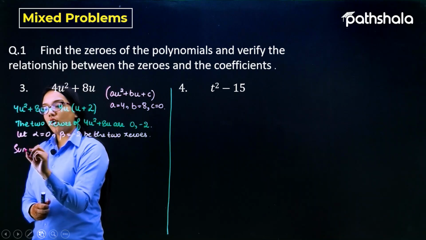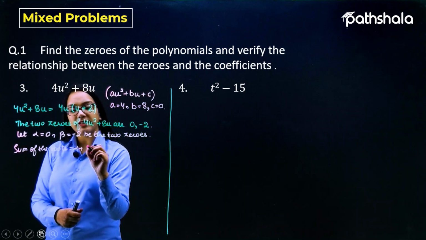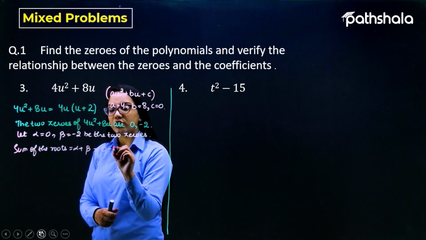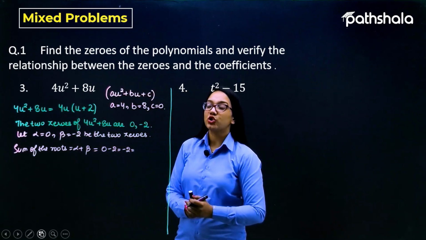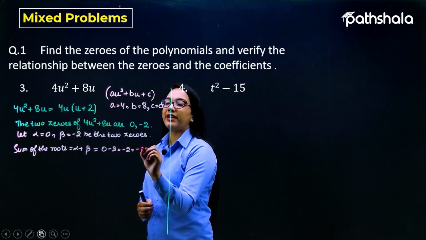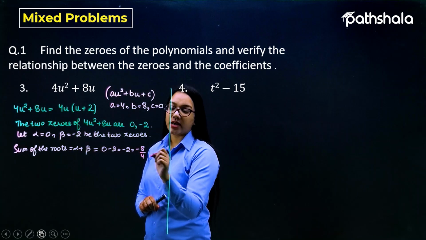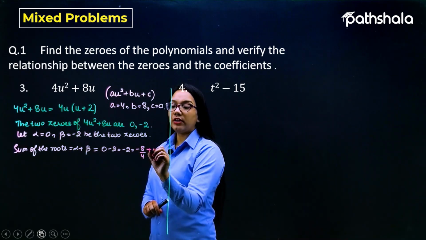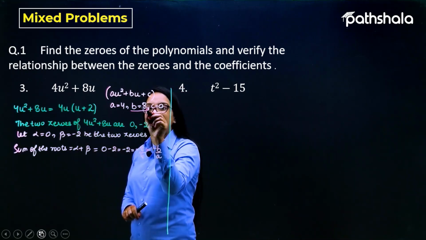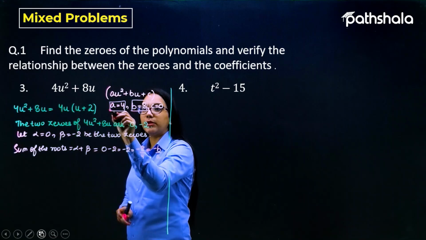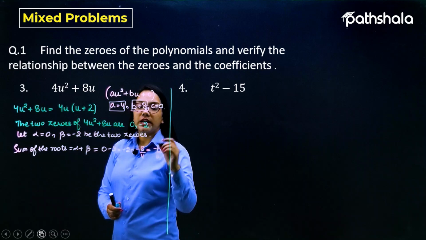So the sum of the roots is equal to alpha plus beta. The value of alpha is 0, beta is minus 2, so it is 0 minus 2, which is minus 2. We can express minus 2 as minus 8 by 4, as 4 into 2 is 8, and further we can write it in the form minus b by a. Why so? Because b is 8 and a is 4, so we can express it in the form minus b by a. So the first relation is verified.